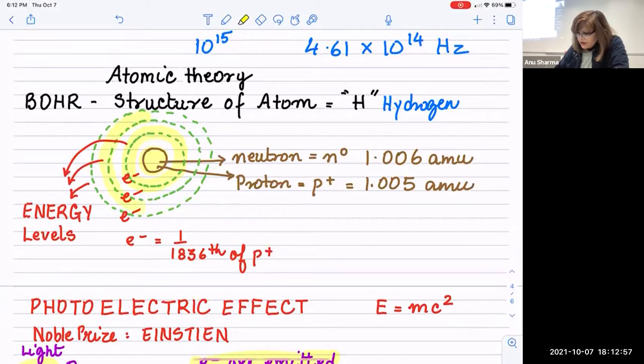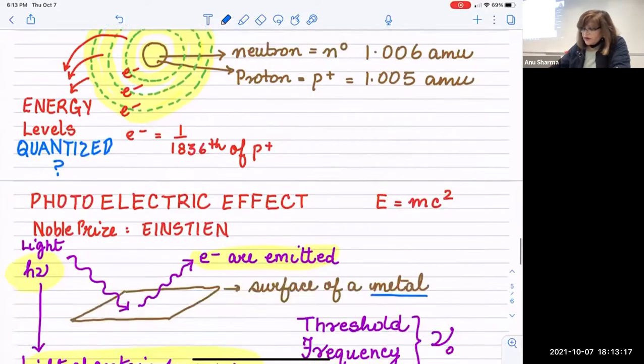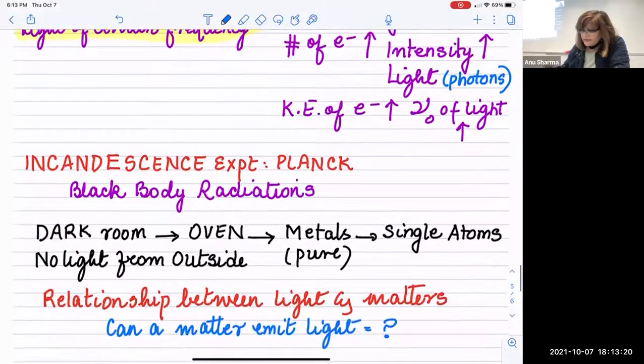And that's what led to the discovery, not just a discovery, the understanding of these energy levels. Without this incandescence experiment, we would not have done anything. These energy levels, as you see, are quantized. Quantized means how much is the energy in these energy levels? That understanding came from here.